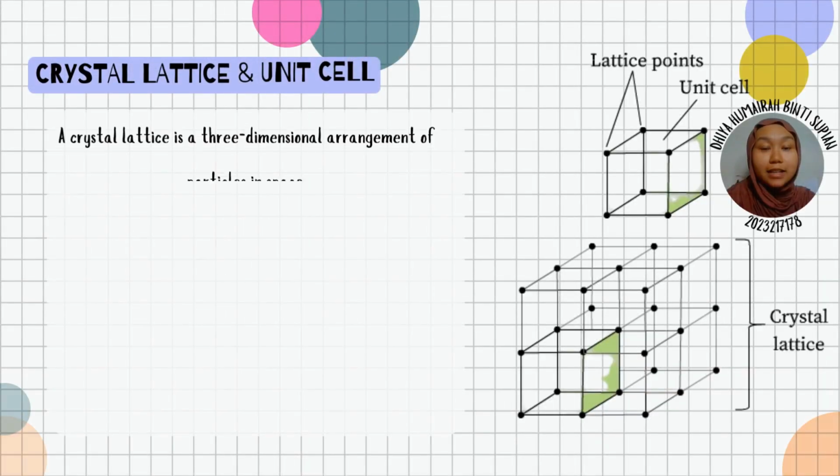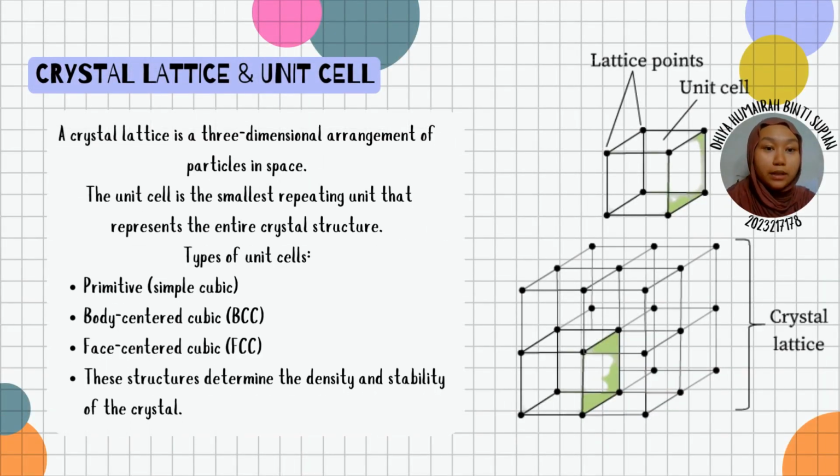To understand crystalline solids, we need to zoom into their structure. A crystal lattice is actually a three-dimensional arrangement of particles in space. Think of it as an infinite grid extending in all directions. Within this lattice, we have the unit cell, which is the smallest repeating unit that represents the entire crystal structure.